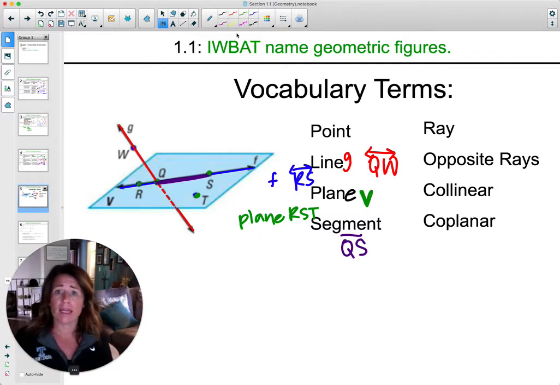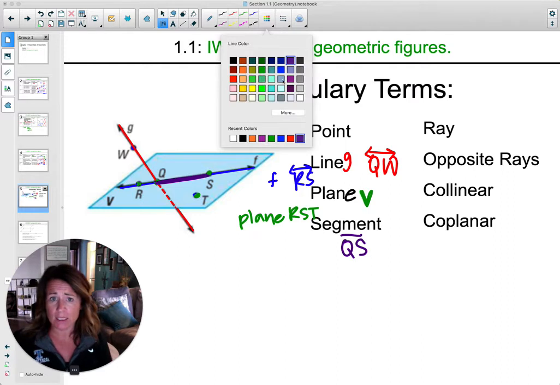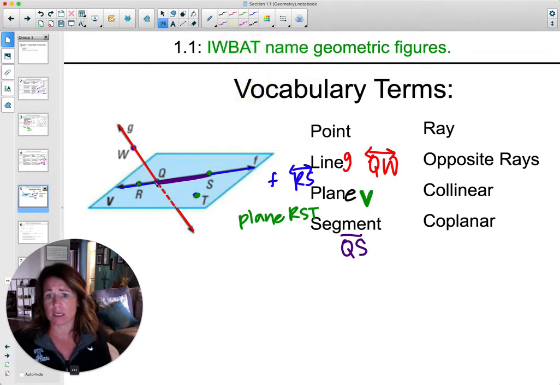And then a ray would just extend in one direction with an arrow. So if I were going to take this segment here and actually just look at this whole ray, it would be this whole thing. So I could start at Q and then go towards S. Okay, so S is on the way towards that arrow. Starting point, arrow. Okay, so end point, so no arrow to arrow.